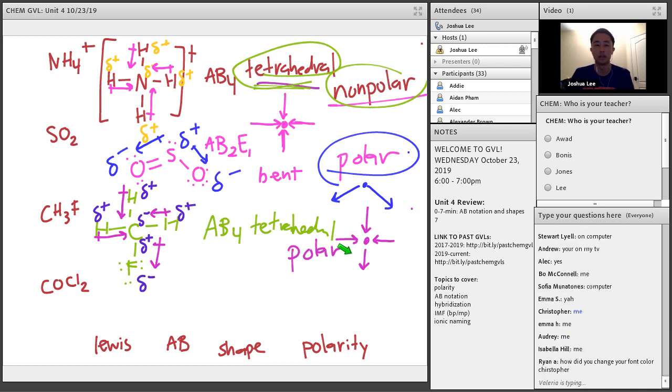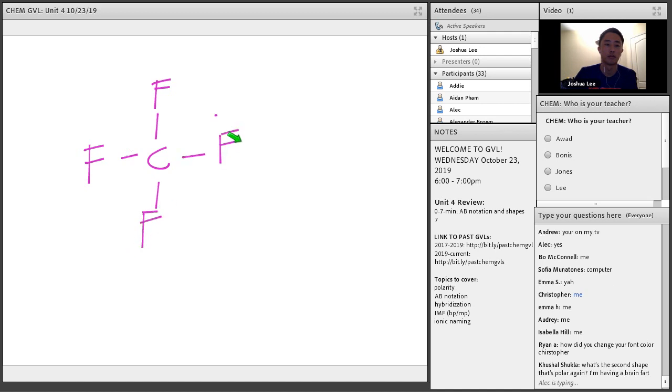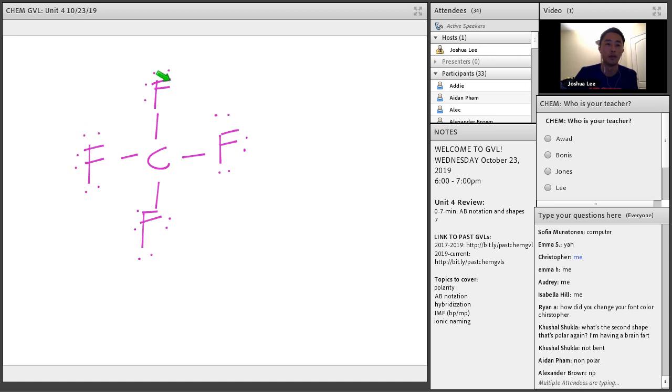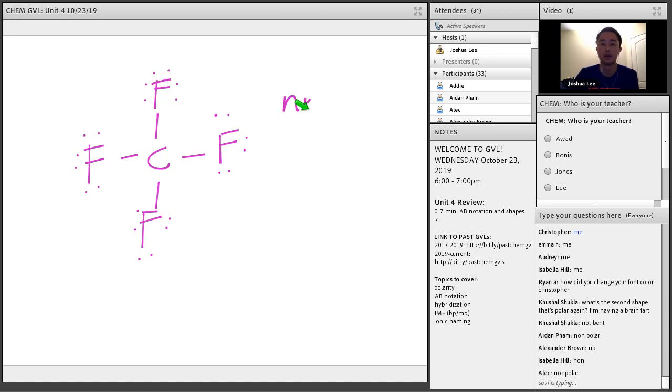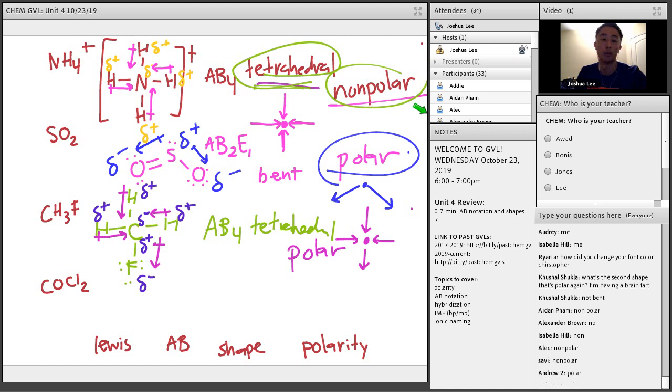No, you cannot just assume that it's polar because there's fluorine, because something like this, is this going to be polar or nonpolar? Even if it has 4 fluorines, nonpolar. So just because there is fluorines doesn't mean it's always polar.